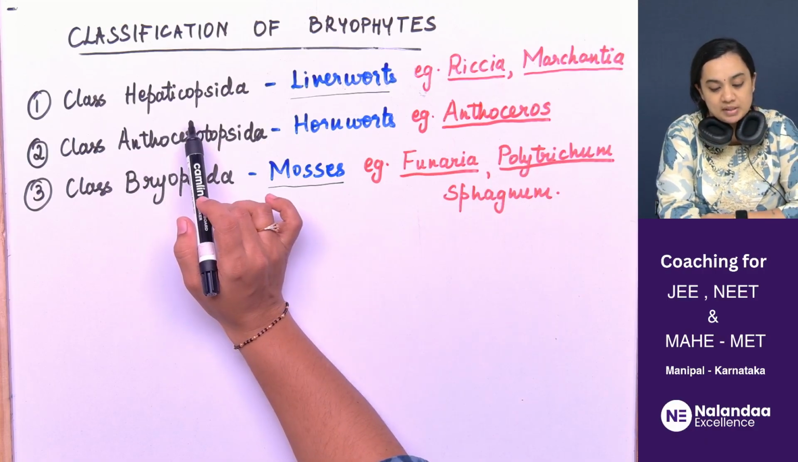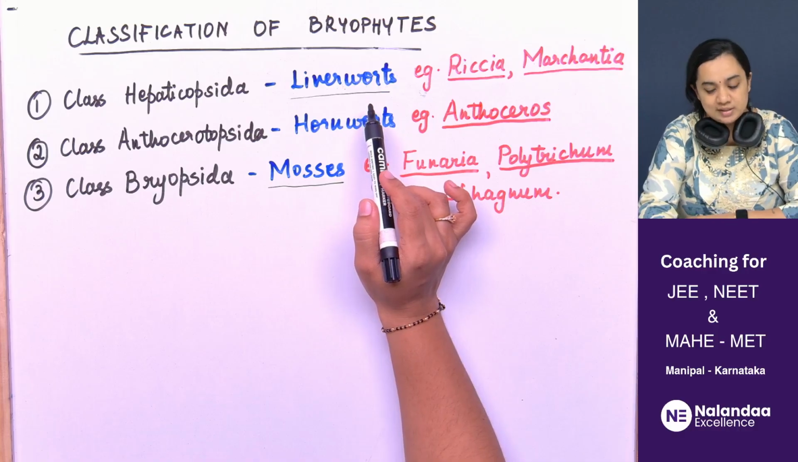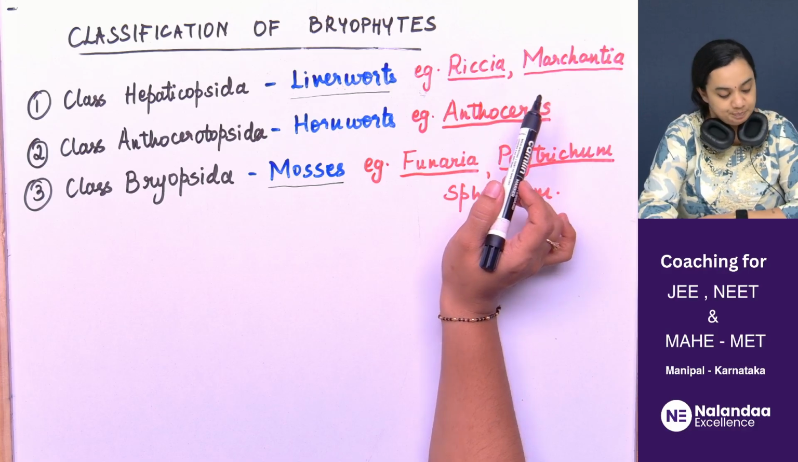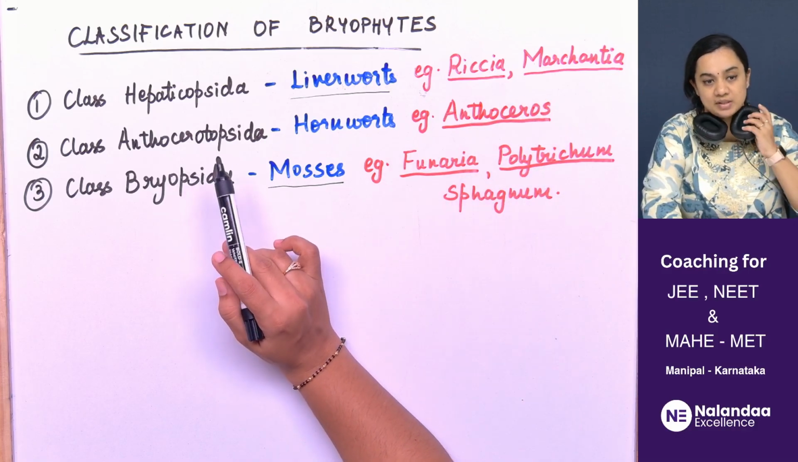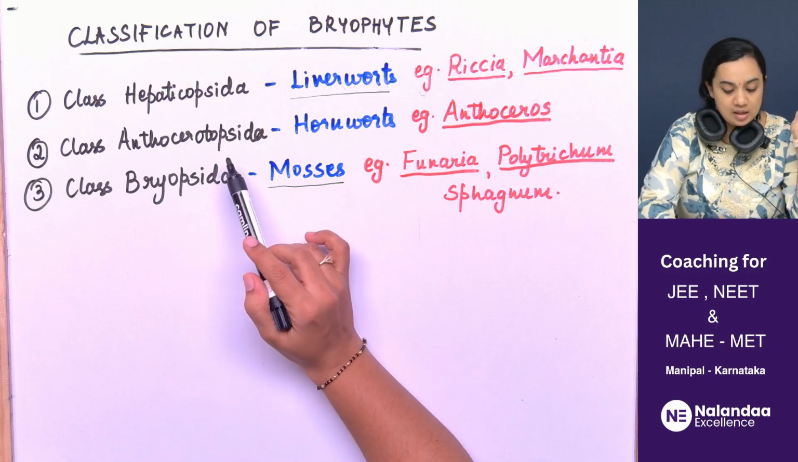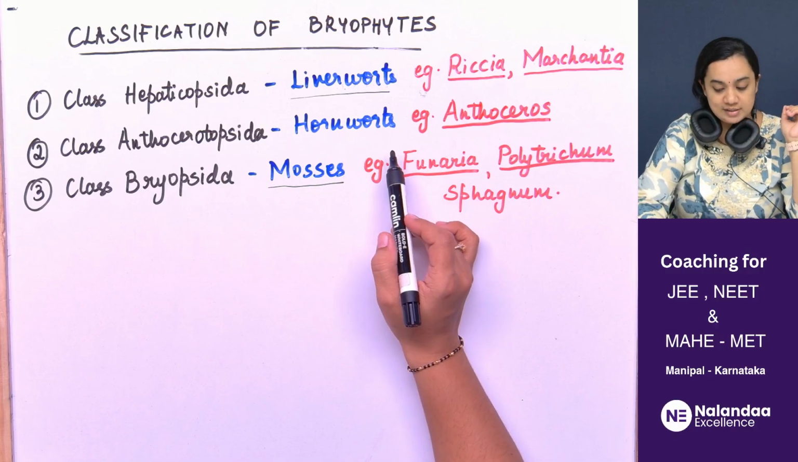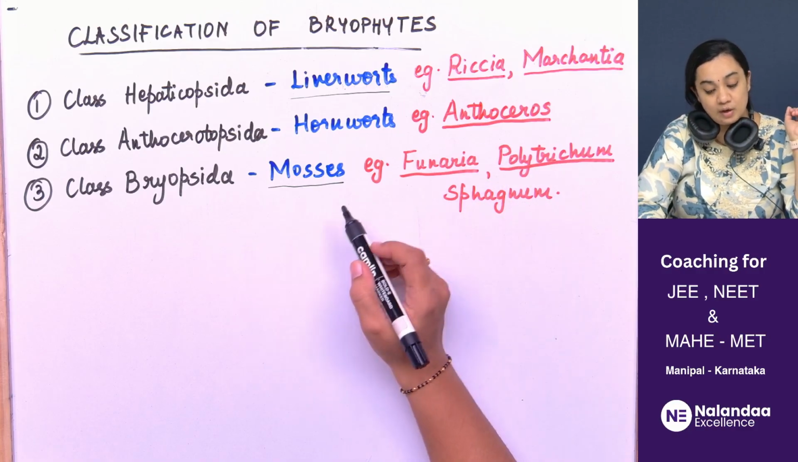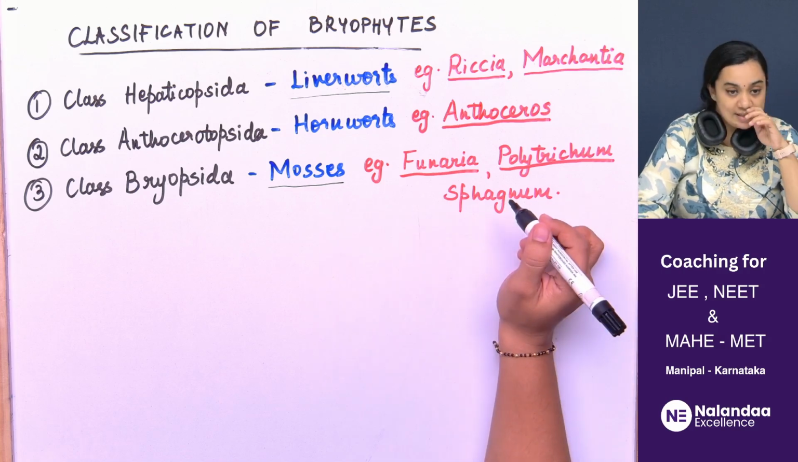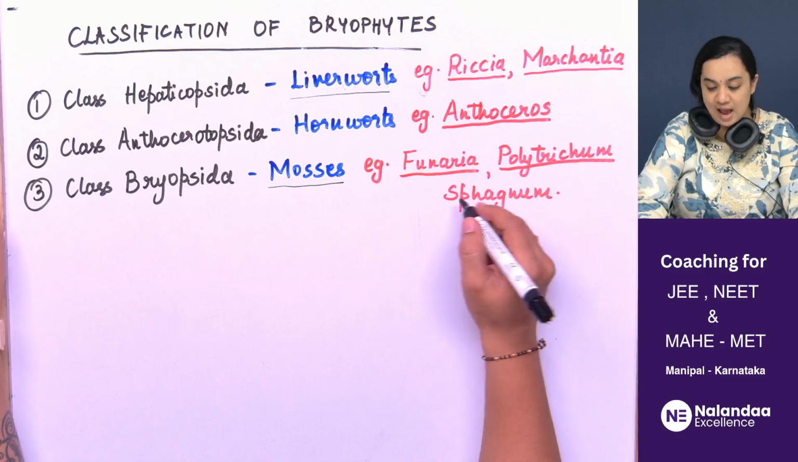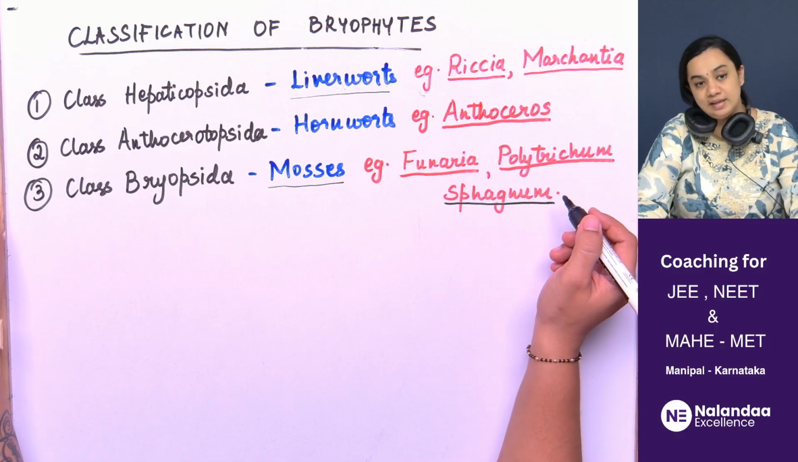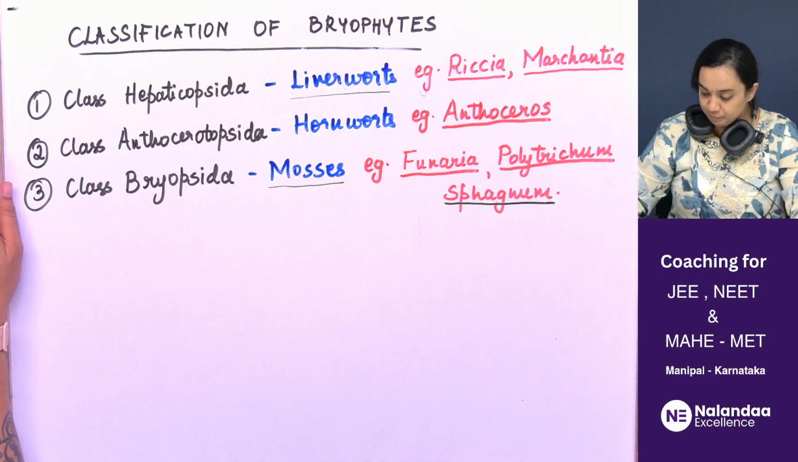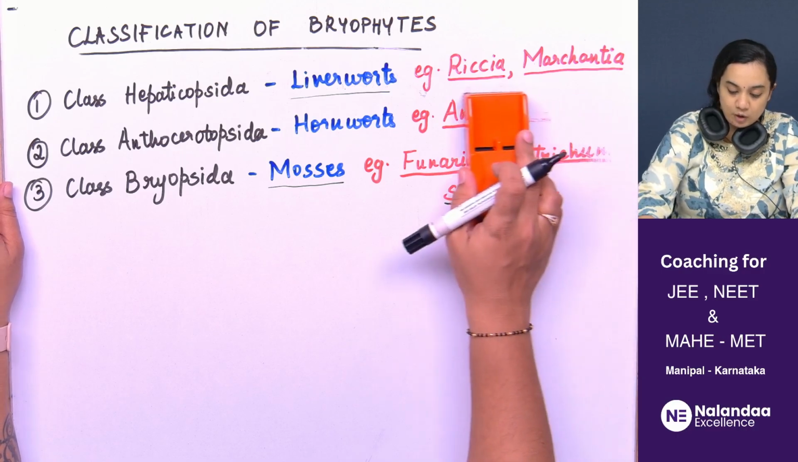Class Hepaticopsida, commonly called liverworts, and the examples are Riccia and Marchantia. Class Anthoceratopsida, commonly called hornworts, and the example is Anthoceros. And class Bryopsida, commonly called mosses, and the examples are Funaria, Polytrichum, and Sphagnum. So these are the three different classes of bryophytes. Now we'll talk about them one by one, starting with class Hepaticopsida.